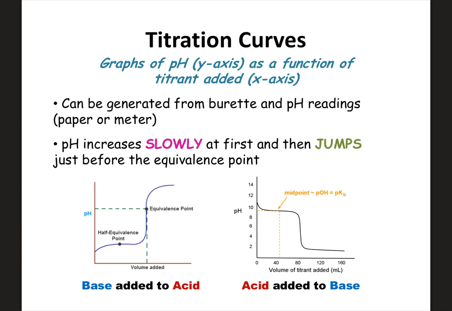The one here on the right is an example of an acid being added to a base. You're starting with a base in the flask because your pH is much higher, and it doesn't change much. Then it jumps, that's your equivalence point here in the middle, and then it levels off. So you definitely need to be able to look at these curves, understand what you're looking at, have a general idea of what they look like, and be able to identify the equivalence point, half equivalence point, and so on.